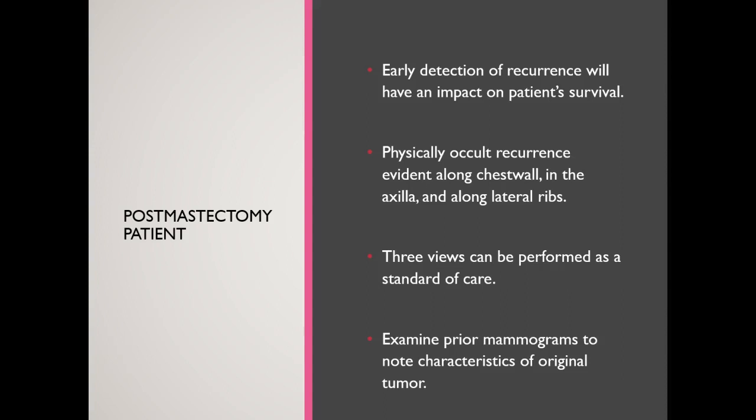On a post-mastectomy patient, early detection of recurrence will have an impact on the patient's survival. Physically, occult recurrence is evident along the chest wall, the axilla, and along the lateral rib. So this recurrence occurs in the most difficult areas of the breast to image. Three views can be performed as a standard of care, and make sure that you examine the prior mammograms to note characteristics of the original tumor.